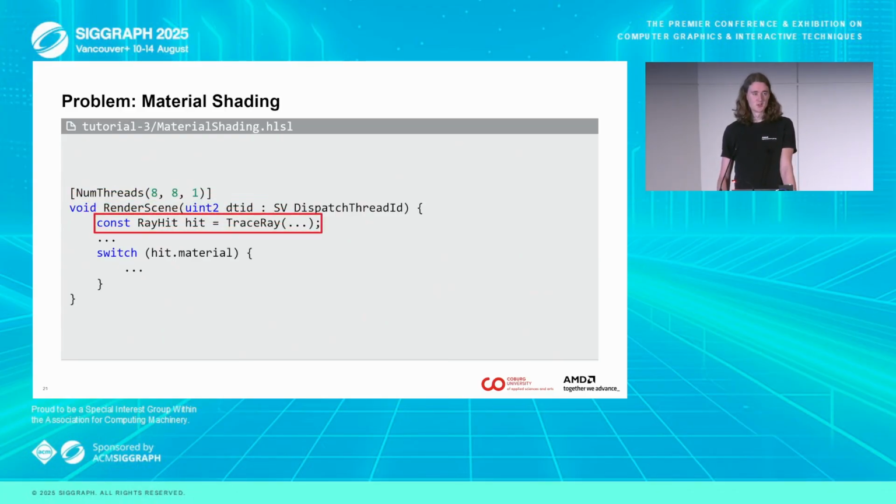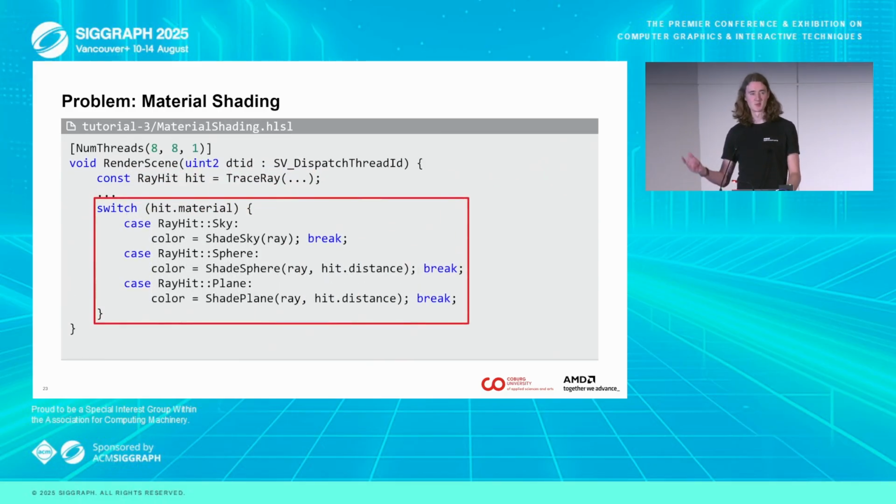In our tutorial, we just say we're doing some ray tracing that will give us a surface hit and a material to shade. And then further down below, we just say, okay, for each of the different materials, we have a switch case statement and just call the material shading function for each of the different materials, and that's where our thread divergence comes from. So obviously, as I said before, the solution is work graphs.